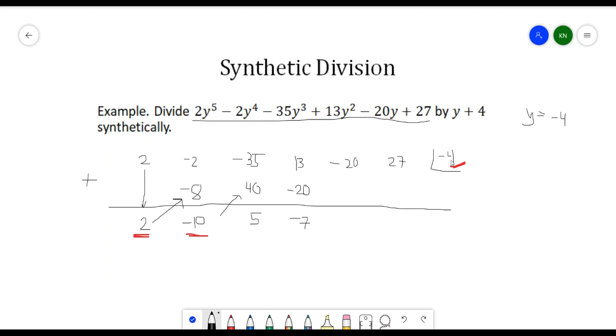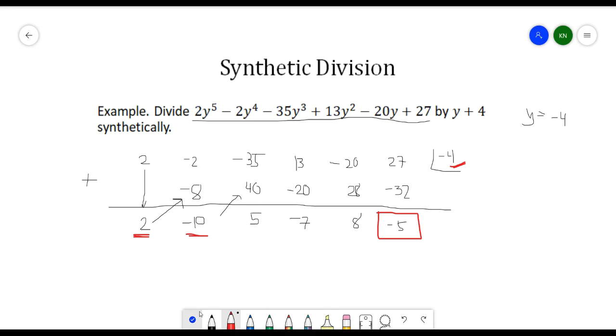Now, negative 7 multiplied by negative 4, that is positive 28. And then negative 20 plus positive 28, that is positive 8. And 8 multiplied by negative 4, that is negative 32. 27 plus negative 32, that is negative 5. So the last term now, the last answer now is our remainder. This one is our remainder.